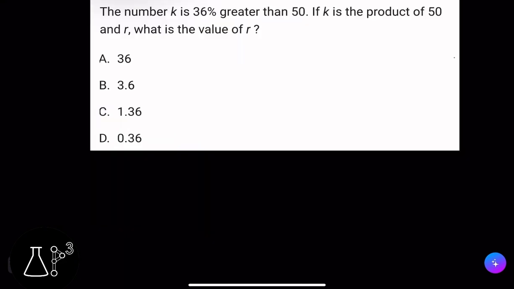Okay, we're going to do another medium question, and this one you can use a calculator to look for it as well. The number K is 36% greater than 50. If K is the product of 50 and R, what is the value of R? They told me that the number K is 36% greater than 50. How would you write that as an equation?